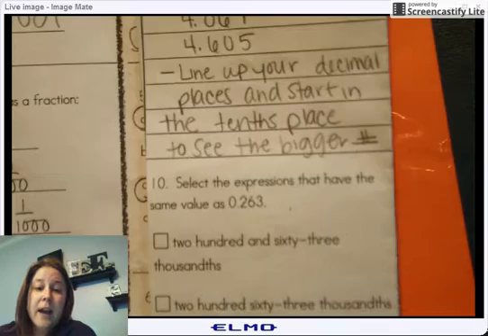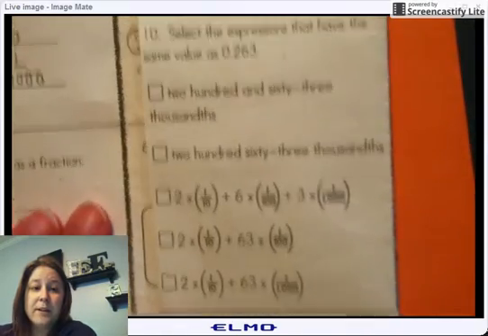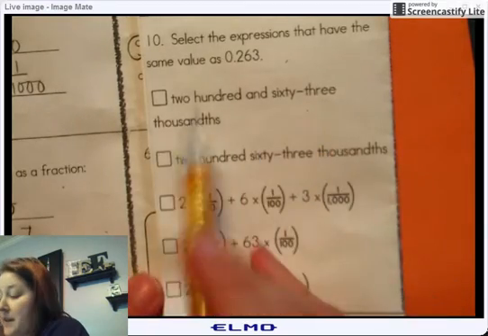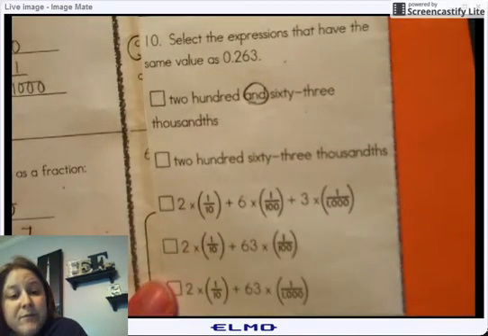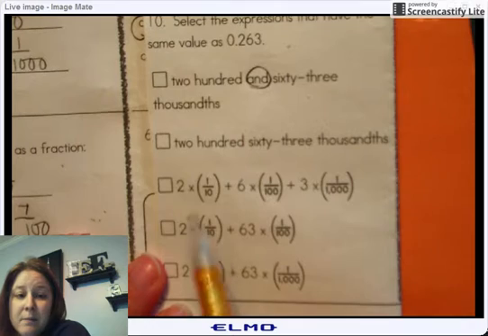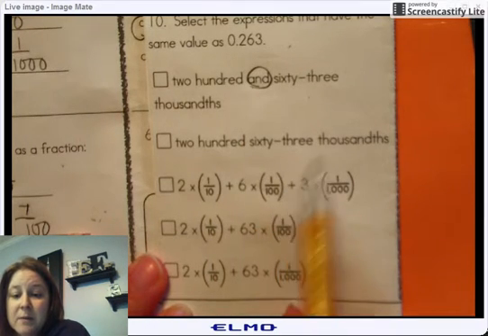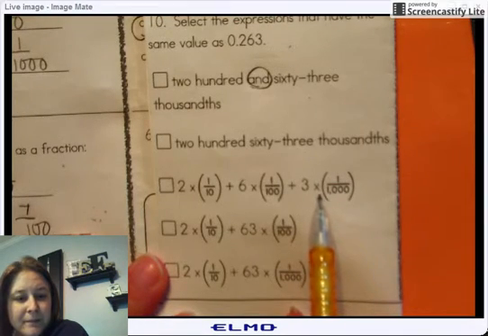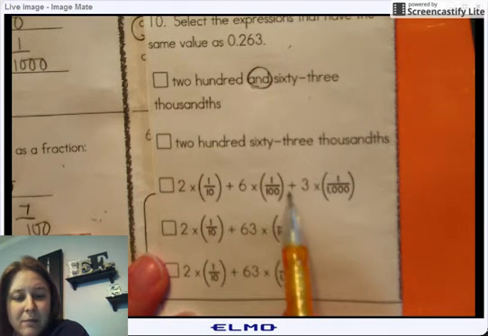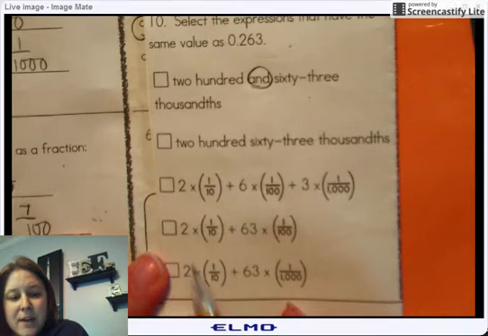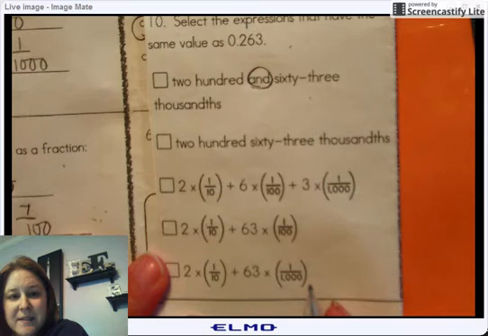Select the expression that has the same value as 0.263. So this is looking at it, 263 thousandths. Remember what the and says? 263 thousandths. 2 times 1/10, plus 6 times 1/100th, plus 3 times 1/1000ths. 2 times 1/10, plus 63 times 1/100th, and 2 times 1/10, plus 63 times 1/1000ths.